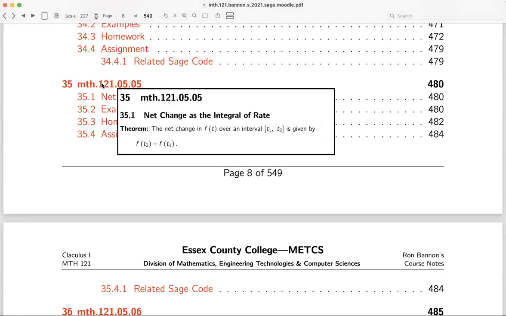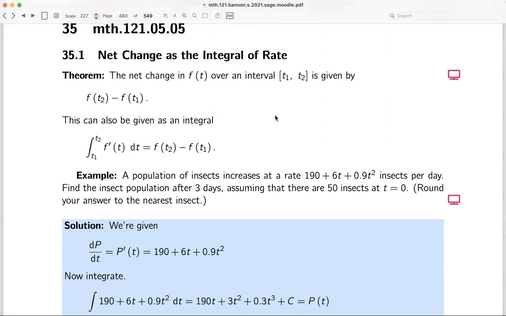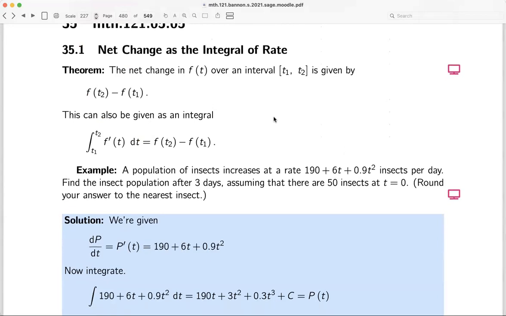Okay, we're in section 35 now. Let me click on that. And we're going to talk about the net change of an integral of rate. What does that mean? Rate is going to be an integral of a derivative. We've sort of done this before. But again, a lot of times language can make it very confusing. We'll certainly go through it in detail.